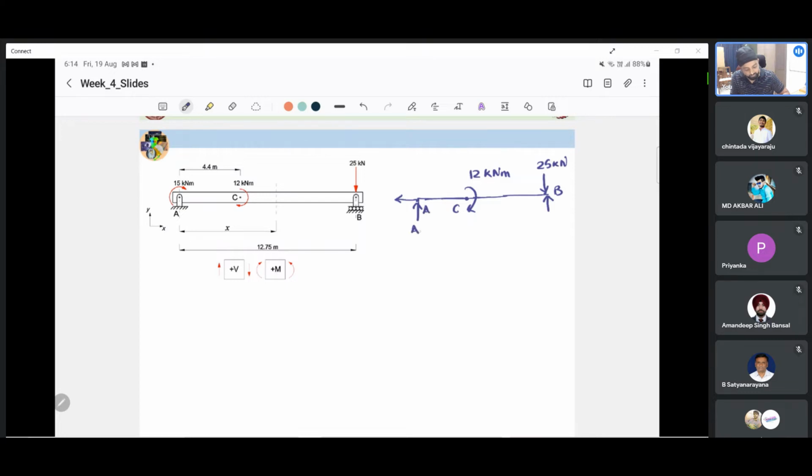Let us call this AY, at support A pointing in the y direction. Let us call this reaction AX, and let us call this BY. In addition to this, at point A we have another couple that is applied, which is 15 kilonewton meter. Now that we have drawn the free body, that is, we have isolated the supports and replaced them with the reaction forces that exist, we have the free body diagram of the beam ready. Now our job is to first calculate these unknown reactions AY, AX and BY.